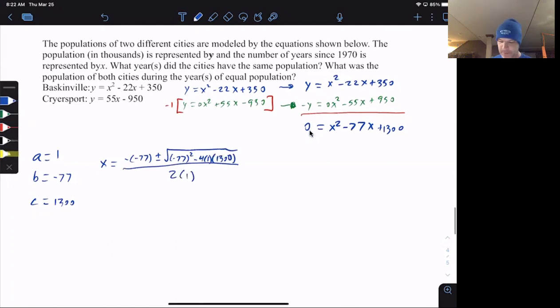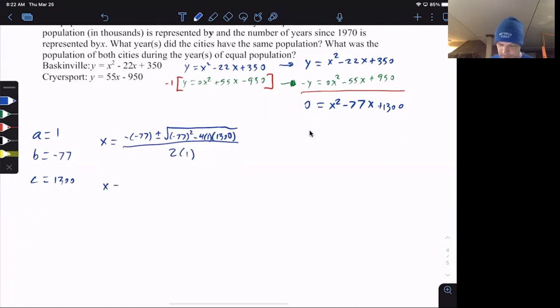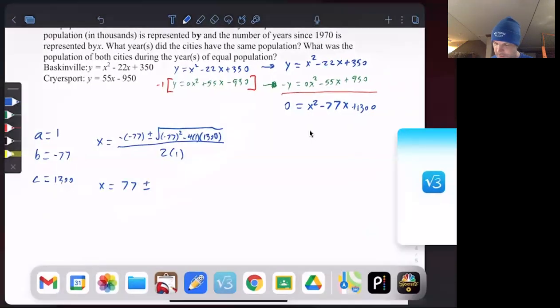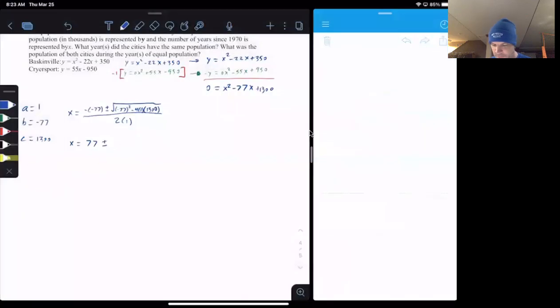Okay, that's x equals 77 plus or minus, and then we'll use the calculator. I'll show it to you in steps on the video here, but I probably won't write them all in the notes, so you'll have to write those in. So we've got negative 77 squared minus 4 times 1 times 1300.